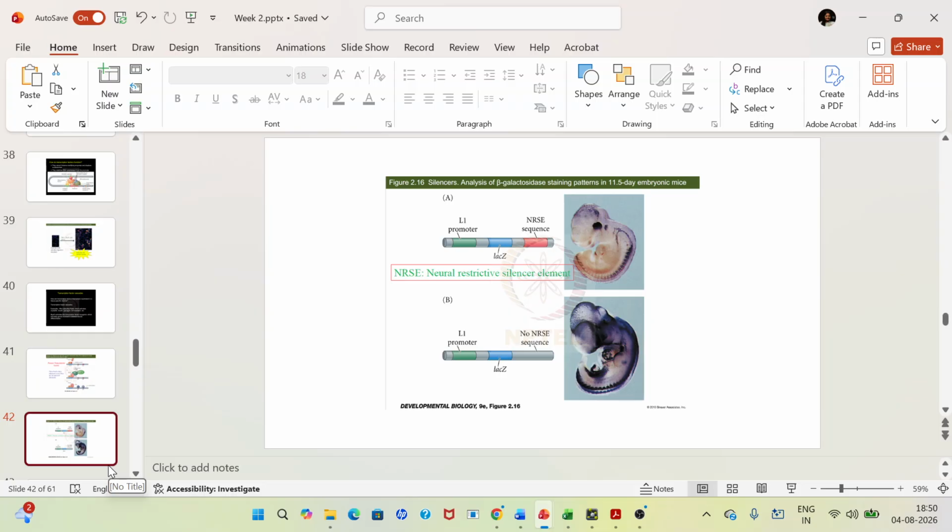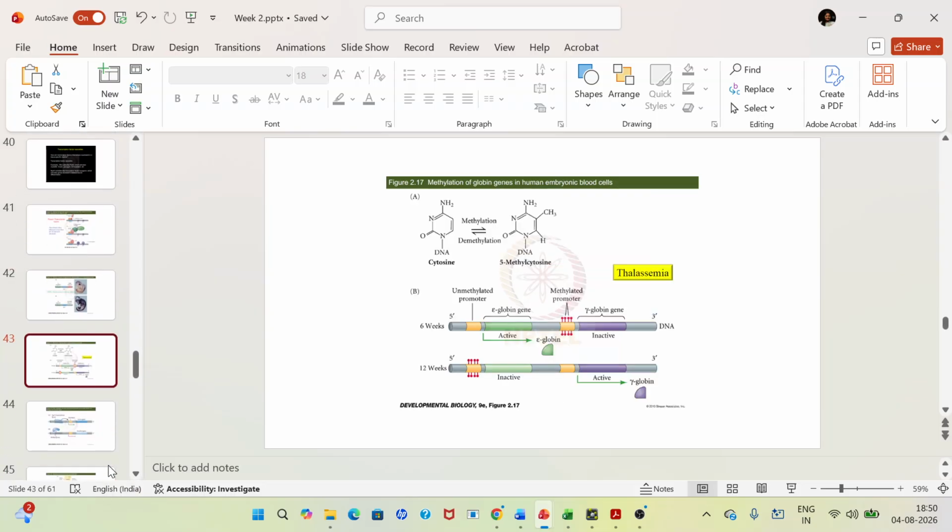Next is methylation of globin genes in human embryonic blood cells. So before this we studied about methylation, but that was the methylation of histone protein tails. Here we are talking about methylation on the DNA itself, and that too, methylation generally happens in the CpG island area, basically in the area where cytosine and guanine nucleotides are present in excess amount, in a long stretch that makes it a whole CpG island.